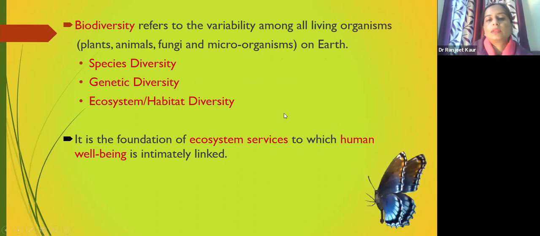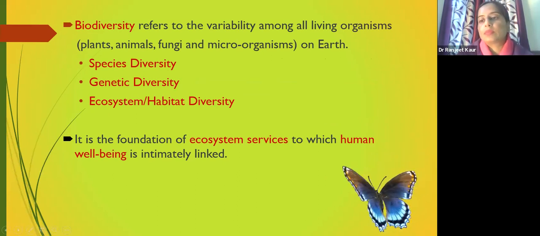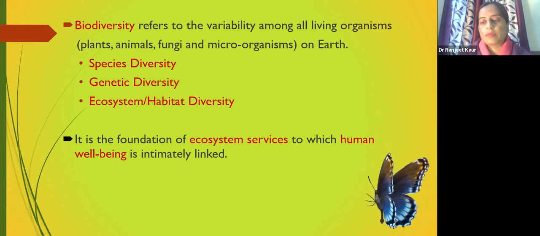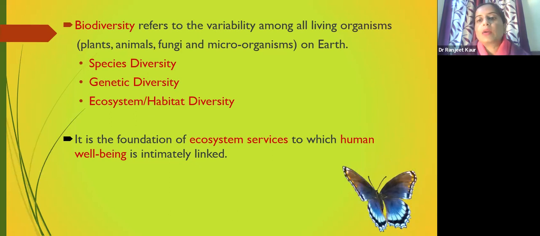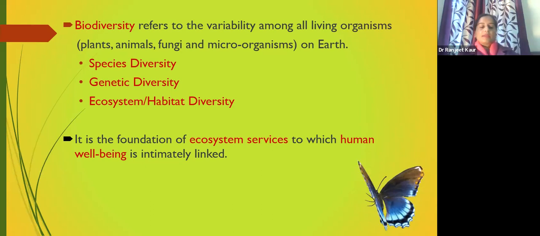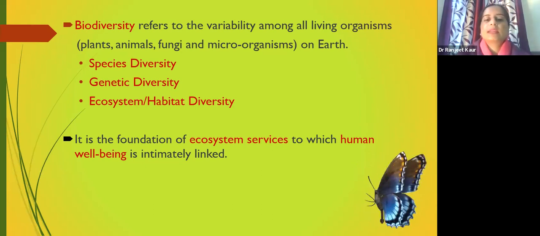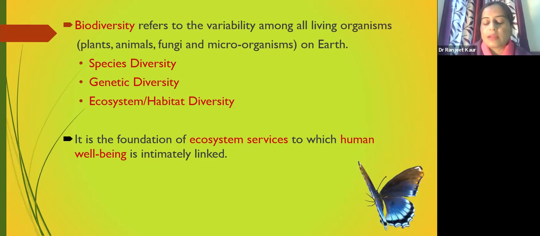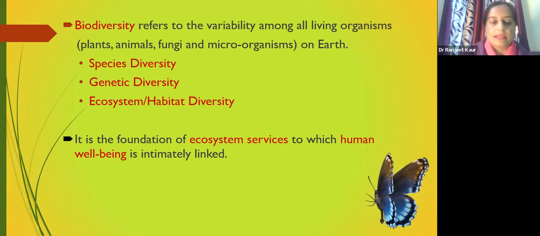So earlier also in unit 1, you have studied about biodiversity, but to know more, before we step to the agrobiodiversity definitions in detail, we want to brush up the definition of biodiversity. So biodiversity, if we define, it is the variability among all living organisms, whether it is plants, animals, fungi, microorganisms on this earth, they come under the theme of biodiversity. But why is biodiversity important? It is the foundation of ecosystem services, to which ultimately our human well-being is linked.